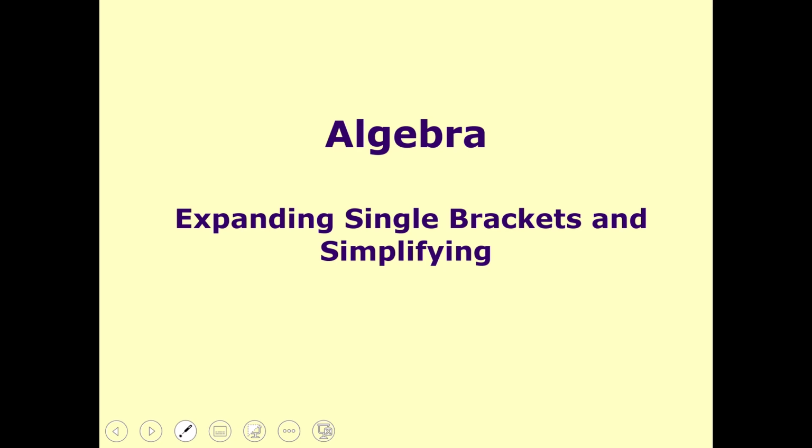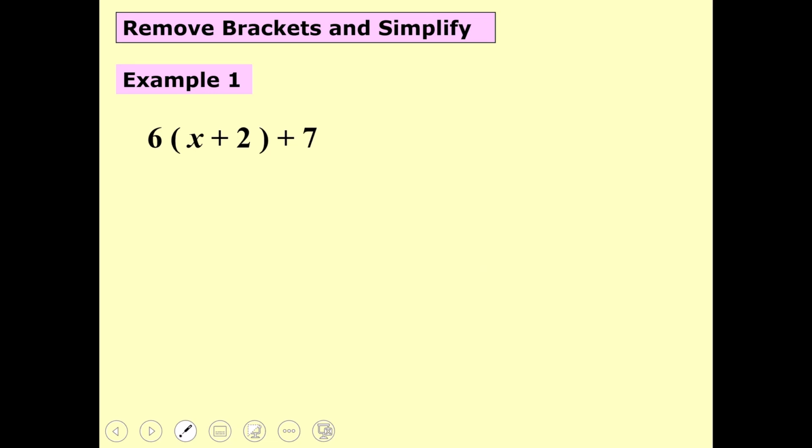Today we are continuing with our algebra topic and we're going to combine the two things we've looked at so far, which is expanding single brackets, that's what we did last time, and we're also going to bring that together with collecting like terms. So we're going to be expanding single brackets and then we're going to be simplifying, which is collecting like terms. So let's look at some examples. Please can you copy down the examples as we go, just so you've got them to refer back to.